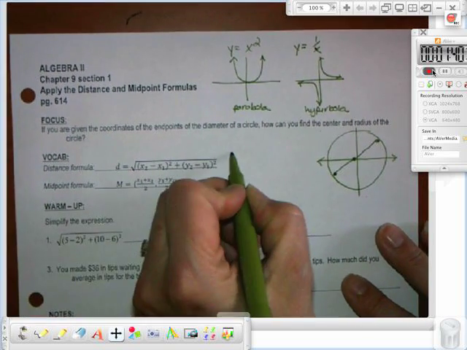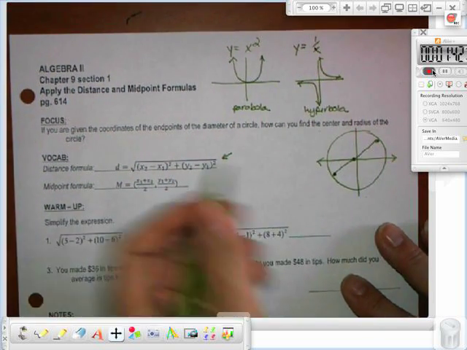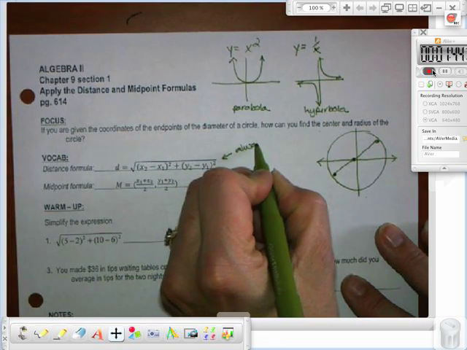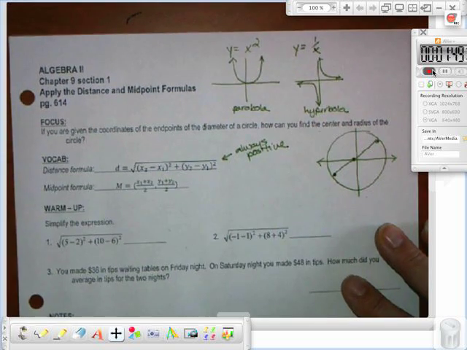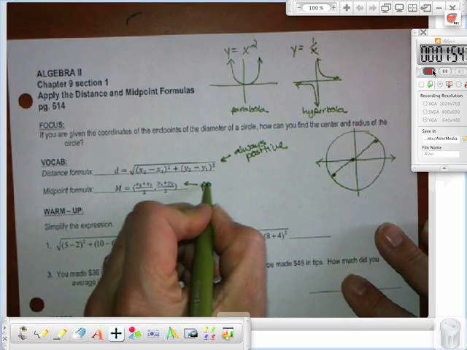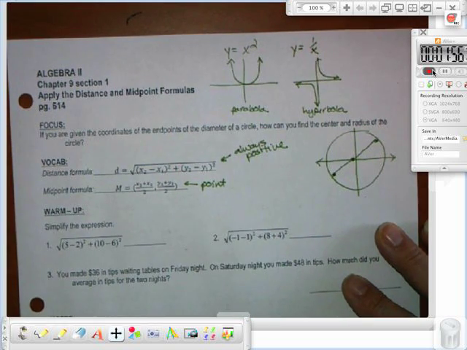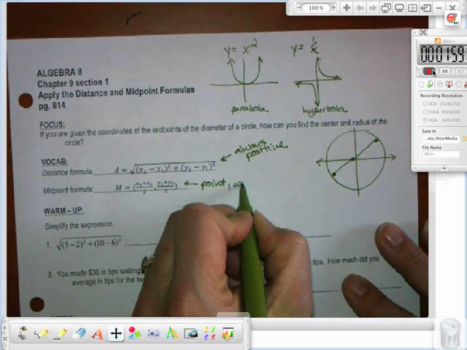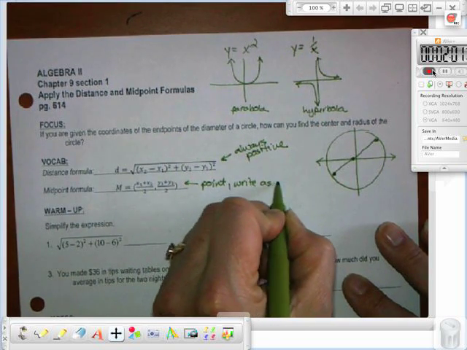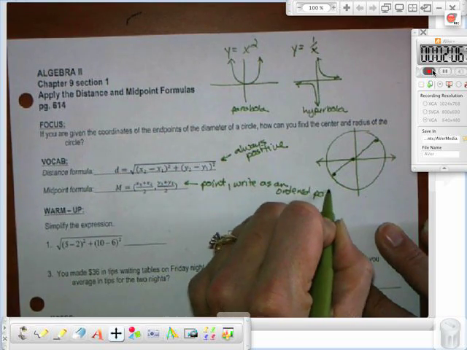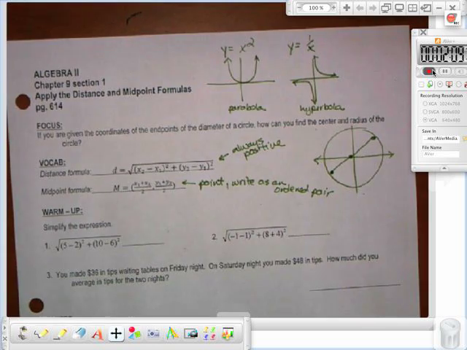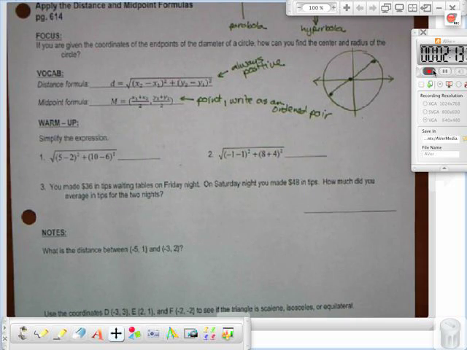Actually, before we do that, remember the distance of anything is always going to be positive. So it's always positive when you're working with the distance formula. And the midpoint obviously is a point. So when you're asked to find the midpoint, you're going to write it as an ordered pair. Okay, so take a minute to do the warm-up and then come back and check your answers.